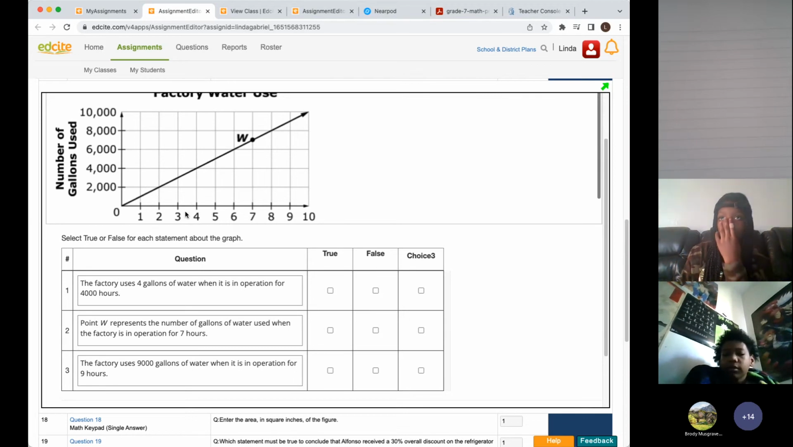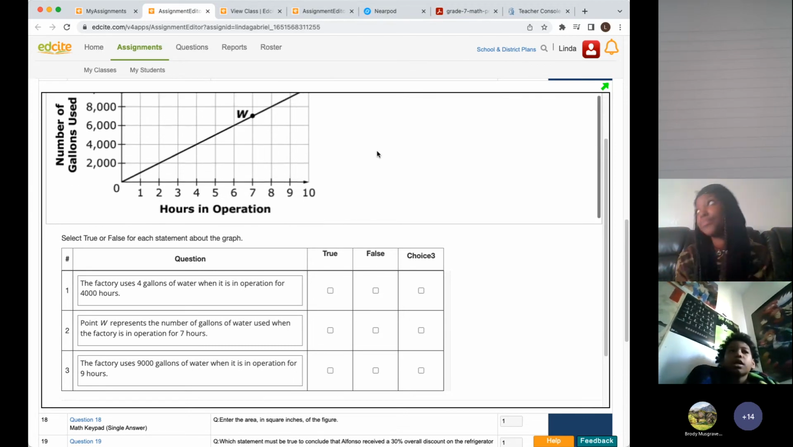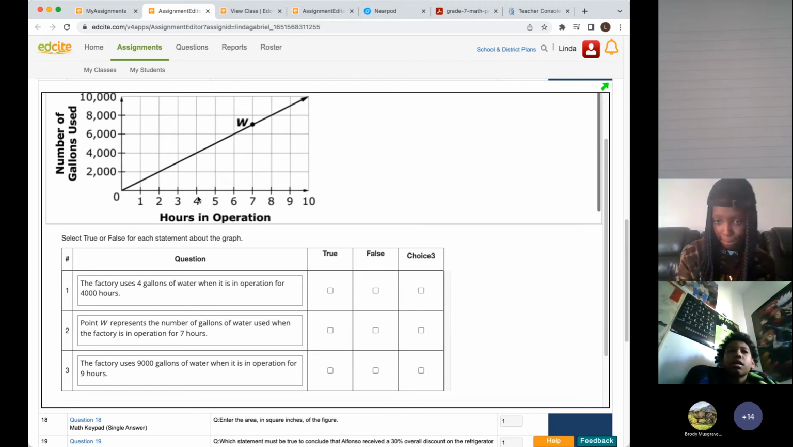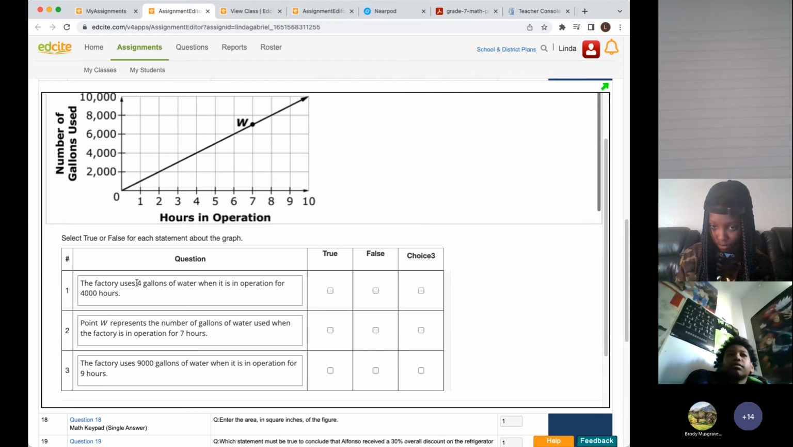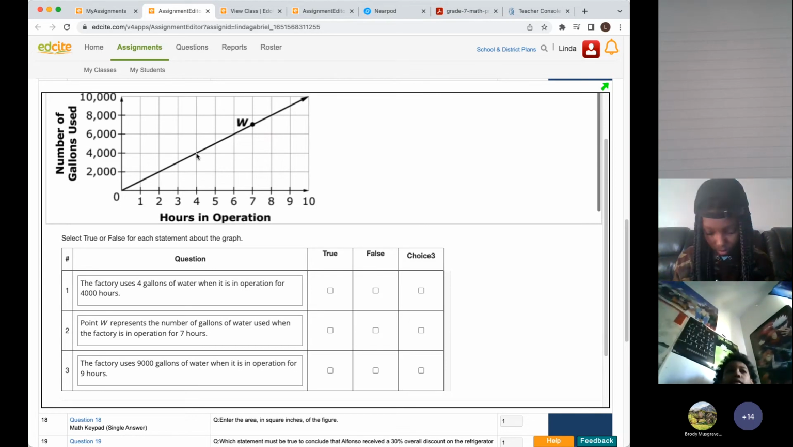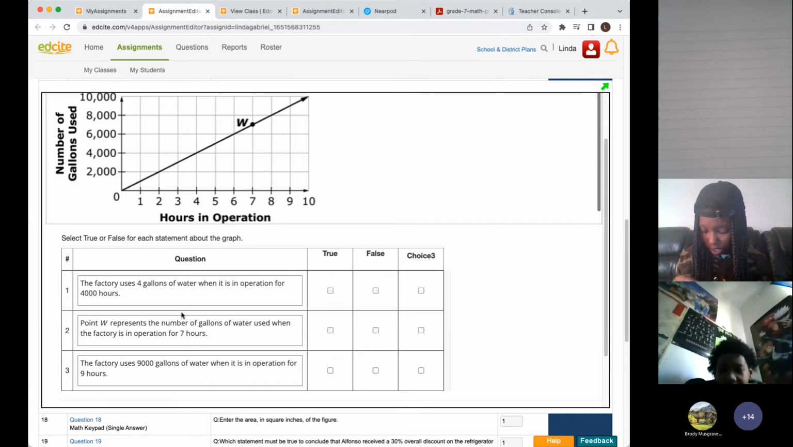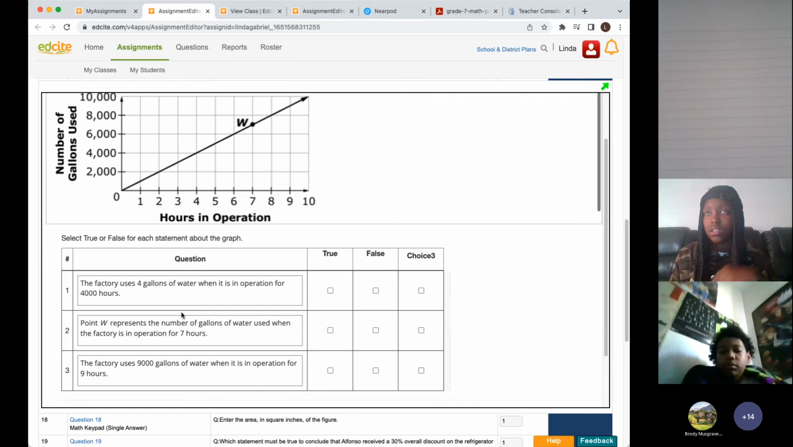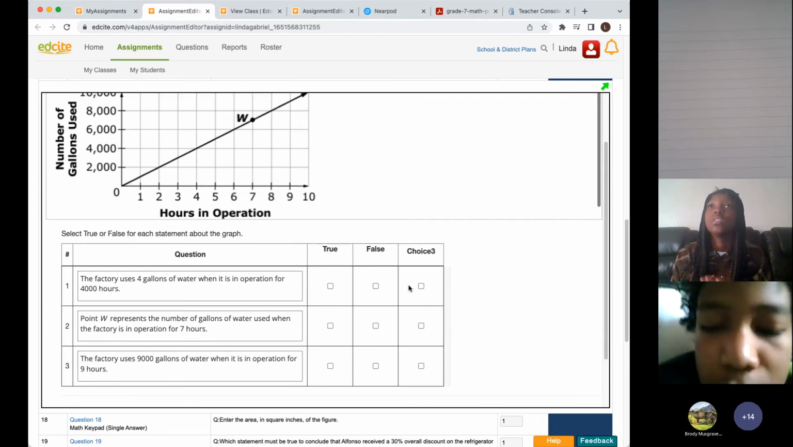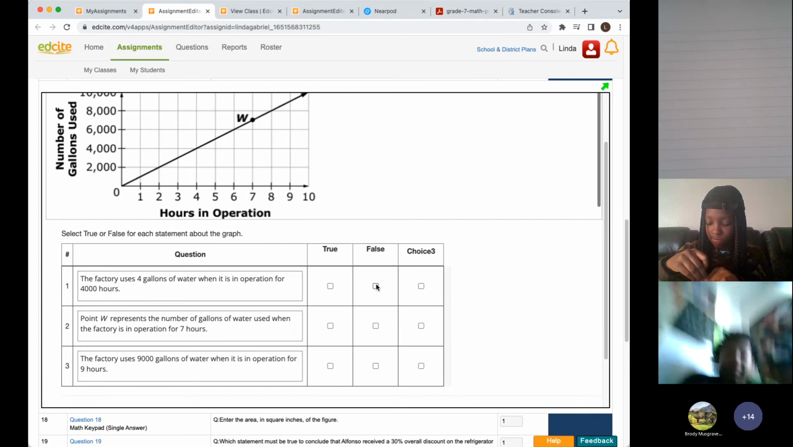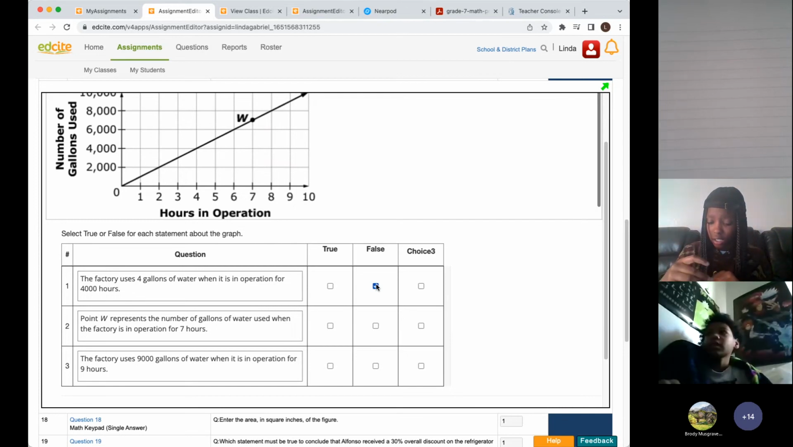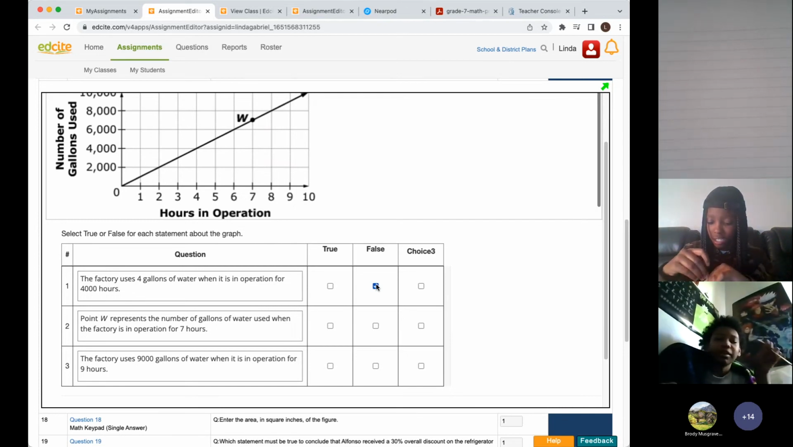Because right here, this is my number of hours. Let's see, hours in operation. 4, I would use 4,000 gallons. So question number 1, if you look at just the numerical values, it looks like it could be right, because it says 4 and 4,000. But it's opposite. It says 4 gallons of water is used when the factory is in operation for 4,000 hours. But it should be 4,000 gallons of water is used when the factory is in operation for 4 hours. So we're going to have false.